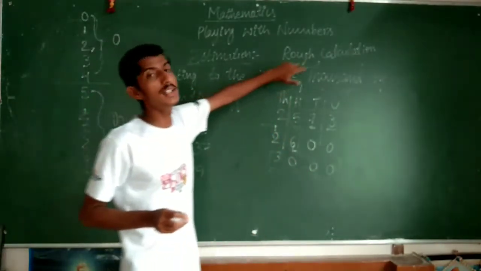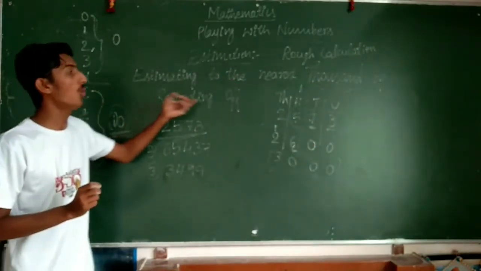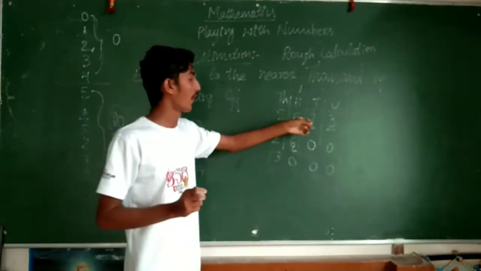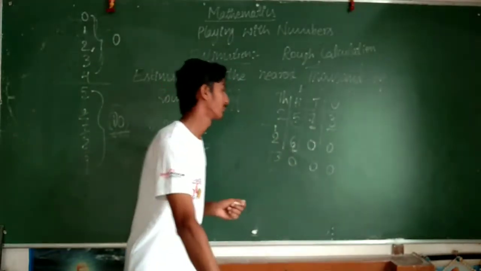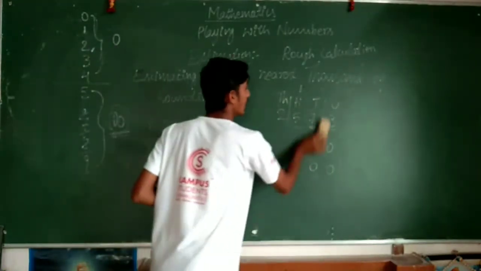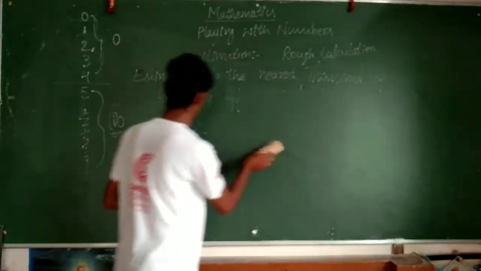3000 is the nearest thousands by the rounding off of 2573. Understand? Right now. Similarly, we can take another example.